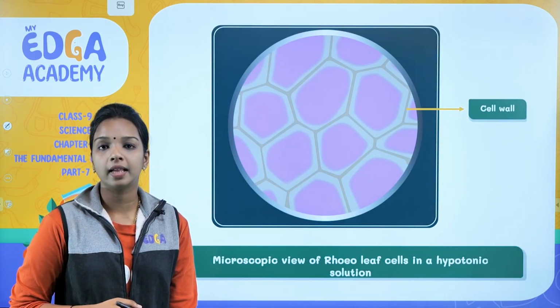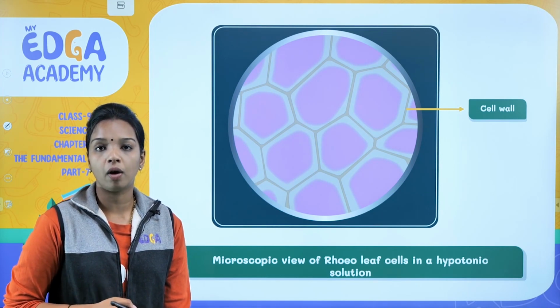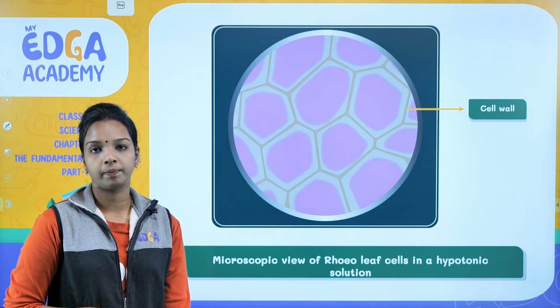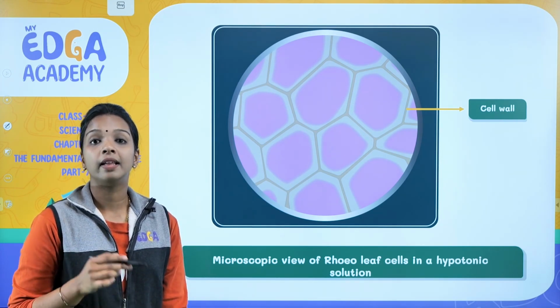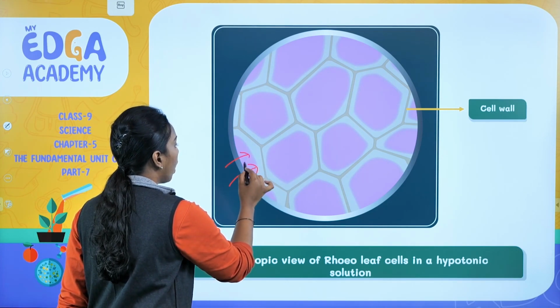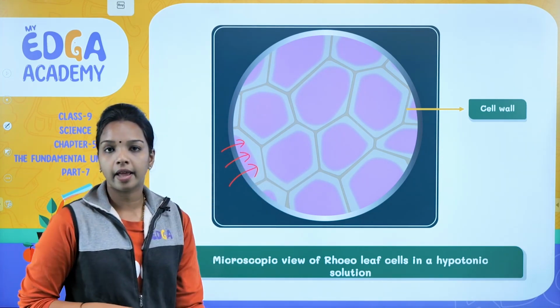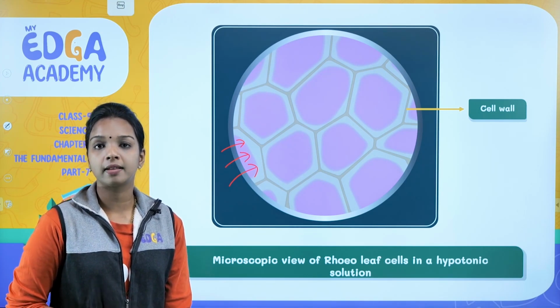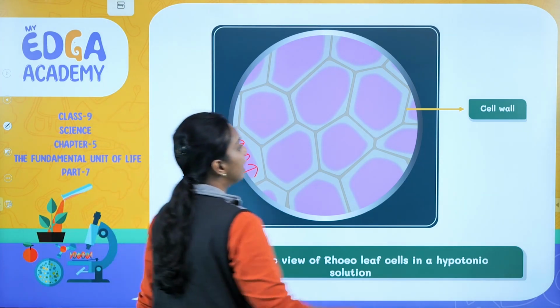Here, we can see the microscopic view of Rheo leaf cells in a hypotonic solution. Here also, the leaf cells swell by absorbing water molecules from the surrounding medium, but they will not burst due to the presence of the cell wall.